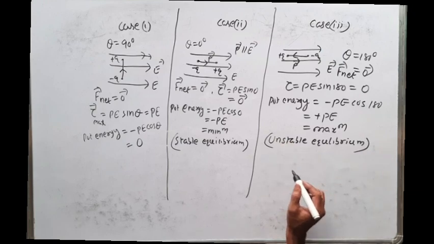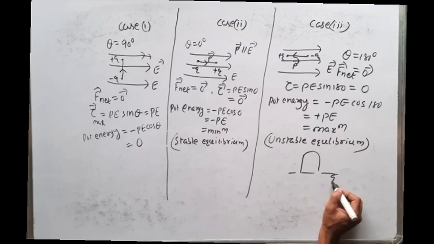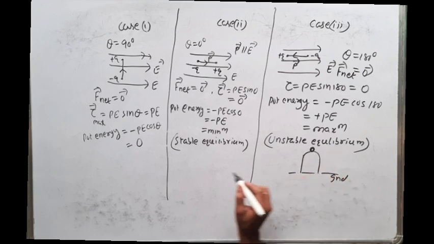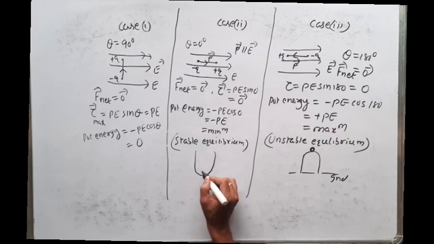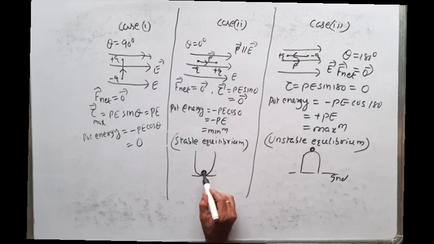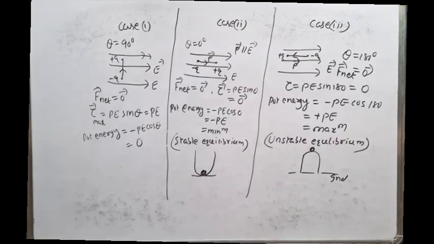Unstable equilibrium. Just like, suppose this is the ground level and this is a cup. If you keep a ball here, it will always try to move downward. So this is called unstable equilibrium. But this is a cup, this is the ground level. If a body is at the base of this cup, here potential energy is minimum, it is more stable. Here potential energy is maximum, it is unstable.